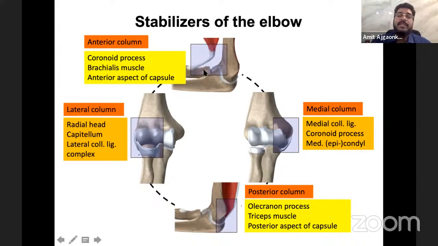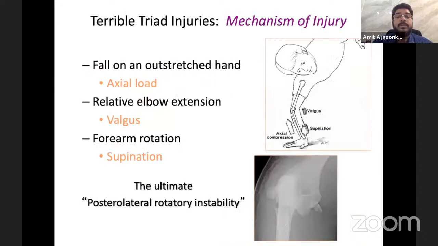Anteriorly, we have the stabilizers, which are the coronoid, the brachialis muscle, and the anterior capsule, which is very important. Laterally, we have the radial head, capitellum, and lateral collateral ligament, which is the most important thing. Medially, we have the MCL, which is very important, the coronoid again, and the medial epicondyle to some extent. Now, the posterior stabilizers are the olecranon itself, the triceps muscle, and the posterior aspect of the capsule. It's generally a fall on the outstretched hand, an axial load. Most of the times, it is a valgus stress, a valgus injury with supination. Ultimately, if it's a valgus and supination injury, it's a posterolateral rotatory instability.